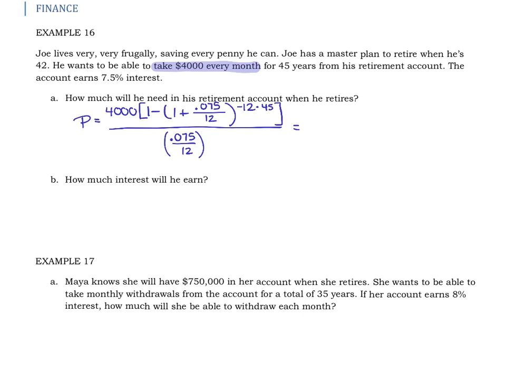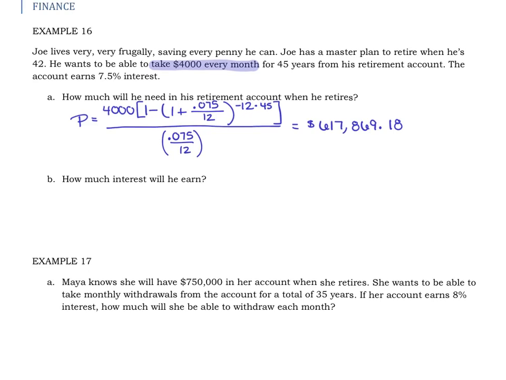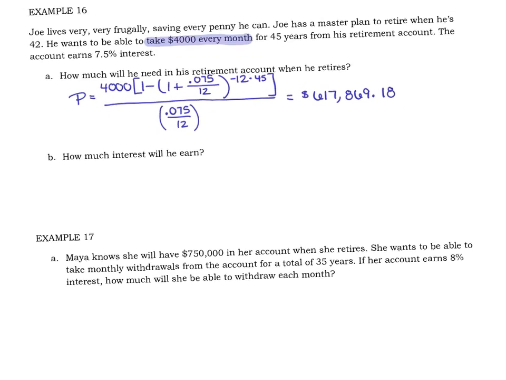Very carefully entering that into your calculator, it turns out that Joe needs to have $617,869.18 saved up when he retires.